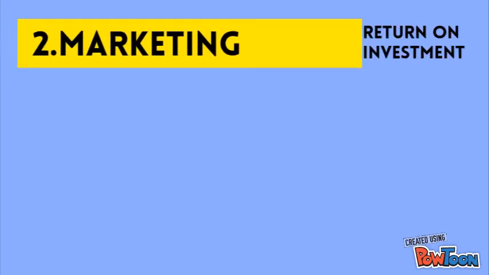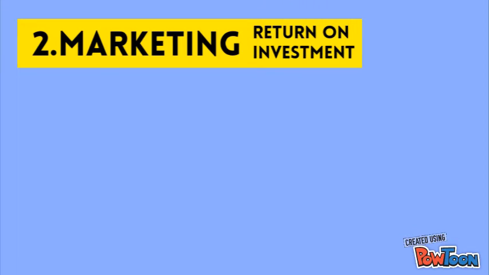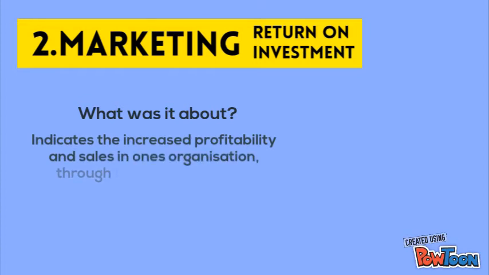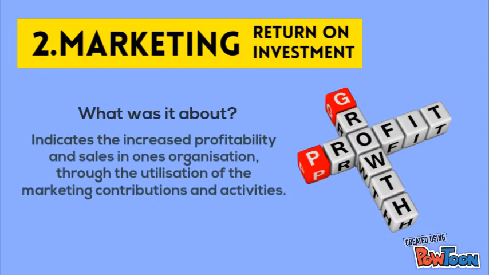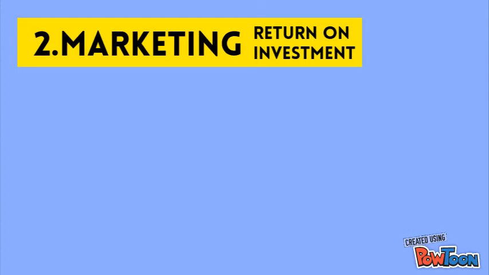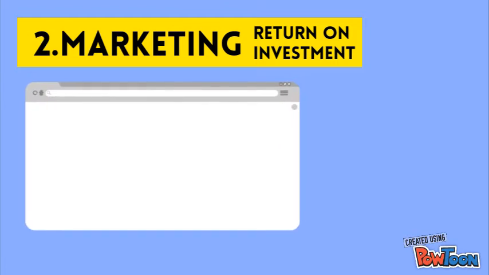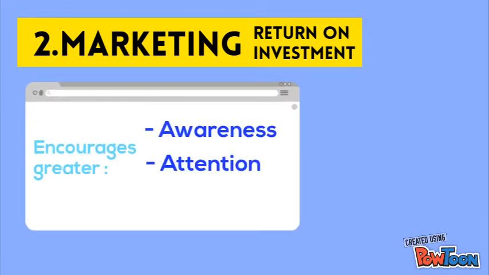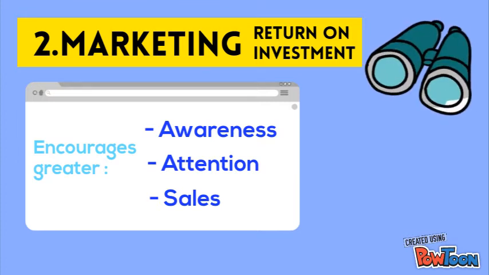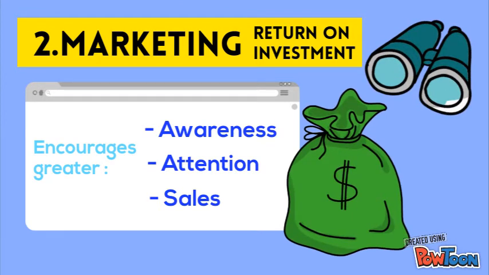A second metric would be market return on investment. Market return on investment indicates the increased profitability and sales in one's organisation. Through the utilisation of the marketing contributions and activities, this then empowers the organisation to construct better decisions regarding future investment. The objective of this metric in Aussie Pooch Mobile is to improve the promotional side of the marketing mix that will encourage greater consumer awareness, attention and sales due to the marketing contributions, as well as the monitoring of return profits on marketing activities.